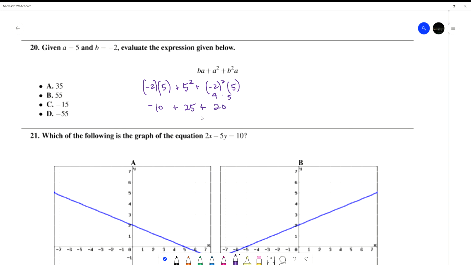Okay, an easy way to do this, usually when there are a lot more terms like this, you could do the positives first, negatives second, and then combine them, right? But this one is easy enough. Negative 10 plus 25 is 15. 15 plus 20 is 35.